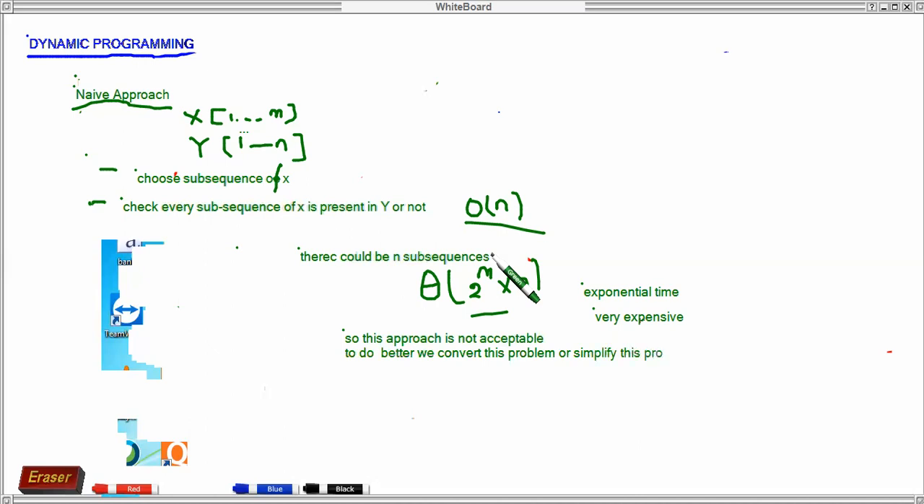Simplify. Then only we can process, because we cannot go for exponential growth. That is not true. So we have to convert this problem. The divide step will make us simplify these problems.